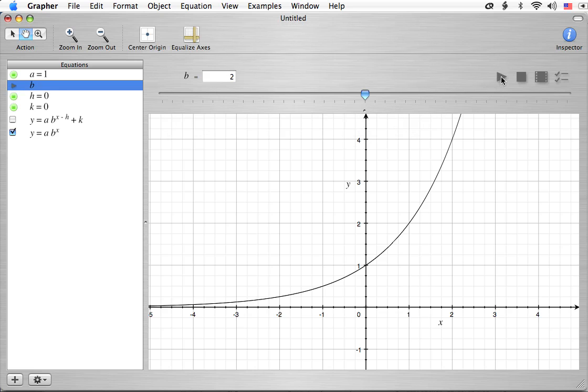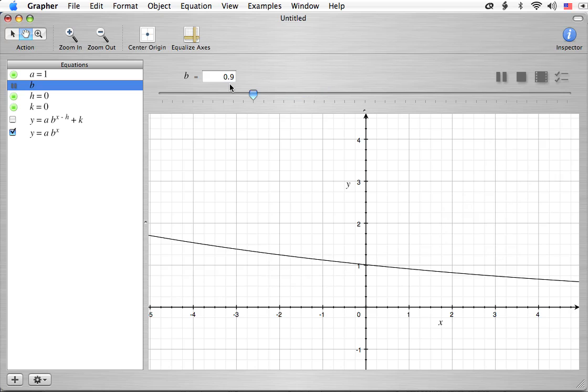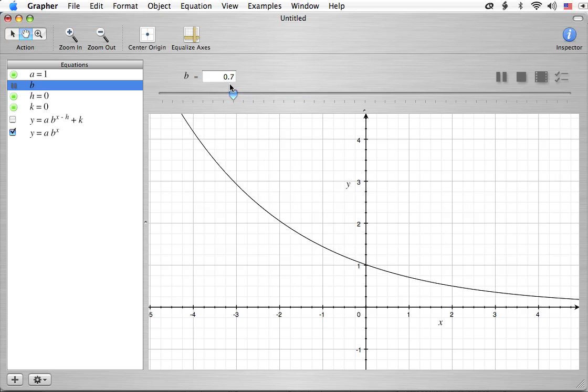Let's go ahead and hit the play button and you'll start to see what happens. Okay, so right now b is changing. It's going from 2 to 4, and you can see that the right half of it, the part that's greater than x, went up, and now it's coming back down. Now that's when b is 1, and this is when b is between 0 and 1.